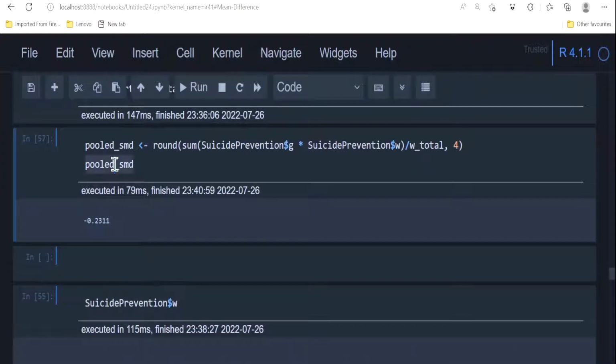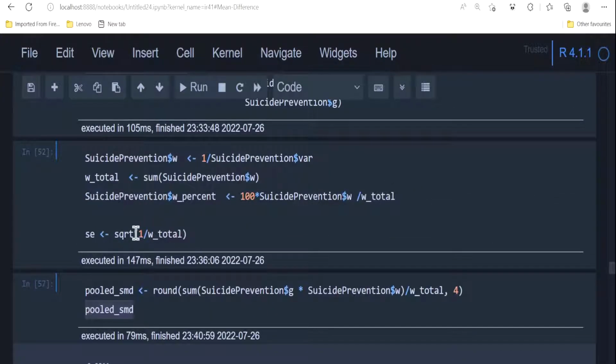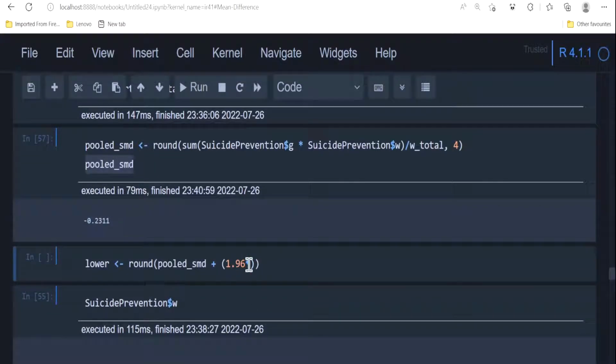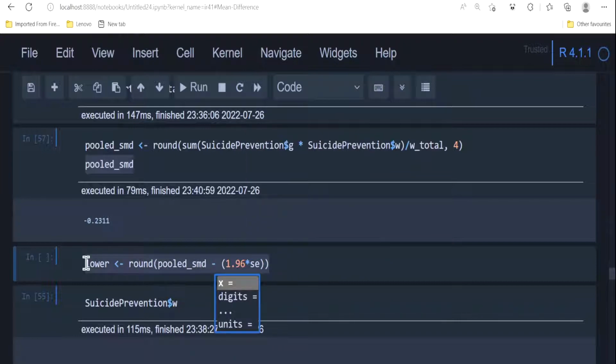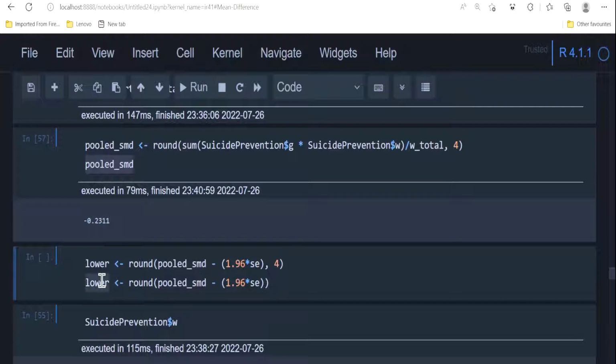The way you calculate the confidence interval is the lower bound and the upper bound. Let me call the lower one, and let me put it in round. For that, the pooled standardized mean difference plus 1.96, that is z alpha over 2, times the standard error. The standard error is the one we already calculated here. That will be the lower bound. Actually, the lower bound will be minus, not plus, and the upper bound will be the plus. I round it to 4 digits, and the same for the upper bound, which has to be plus, in 4 digits.